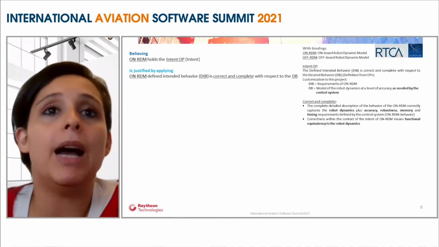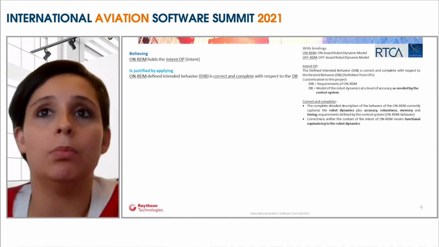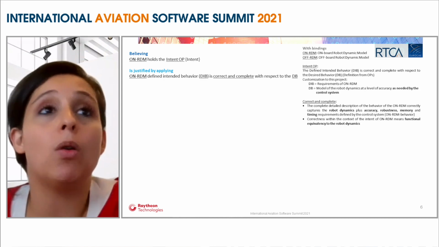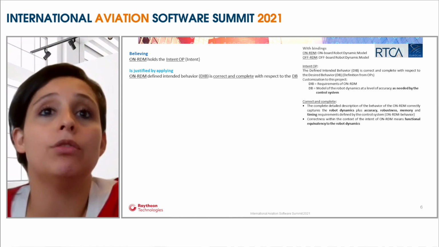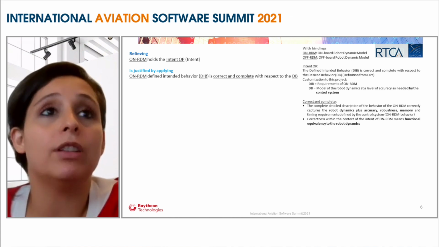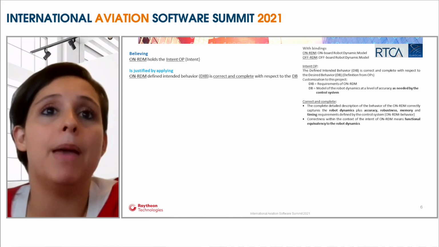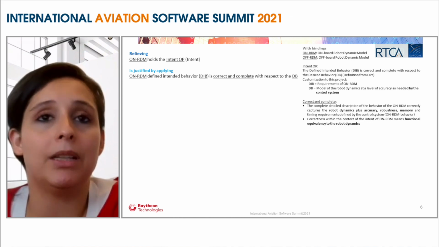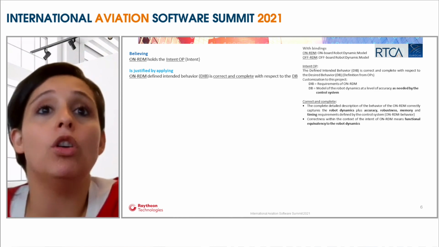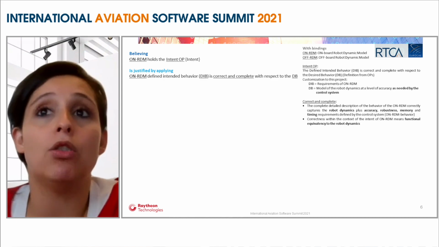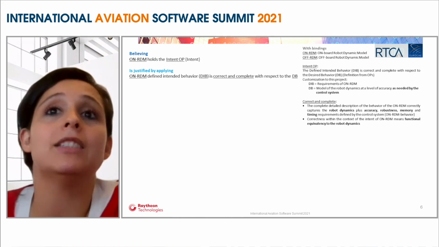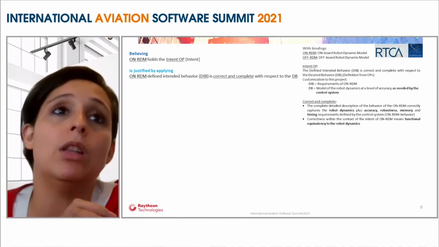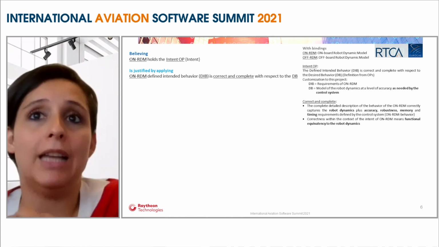So now the question is, what does it mean to be correct and complete for this specific situation? Here in the bindings, we define what is correct and complete. The requirements are complete if they capture the robot's dynamics, the accuracy, robustness, memory, and timing aspects. And the requirements will be correct if we can show that there is a functional equivalence between the onboard model and the robot dynamics.